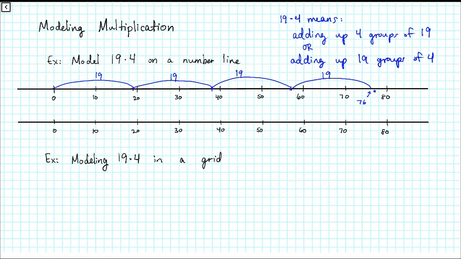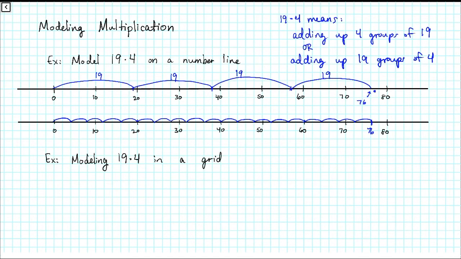The other way is to go 19 groups of 4. So 4 is 2 squares long. So there's 1, 2, 3, 4, 5, 6, 7, 8, 9, 10. Oh, good. I counted right because 10 groups of 4 is 40. 11, 12, 13, 14, 15, 16, 17, 18, 19. Again, ending at 76. Okay, so that's one way of modeling on the number line, and it shows 19 groups of 4 or 4 groups of 19.